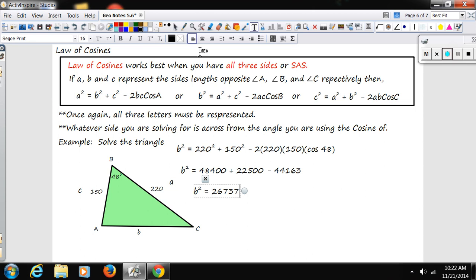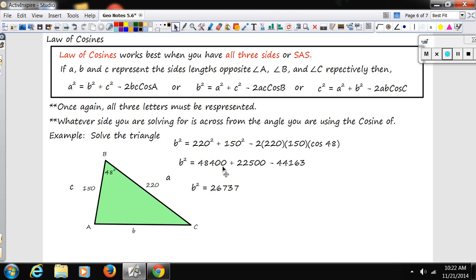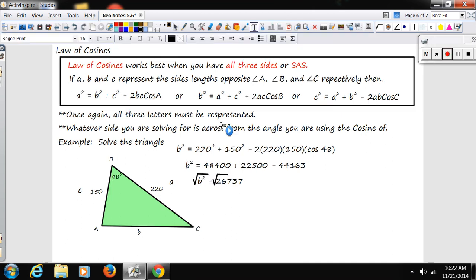And now how do we get b by itself? Because we don't want b squared. Yeah, we're going to square root both sides. So get the square root of both sides, and that will give you your b by itself. So b equals the square root of 26,737. 163.5 is what you're going to get for b.